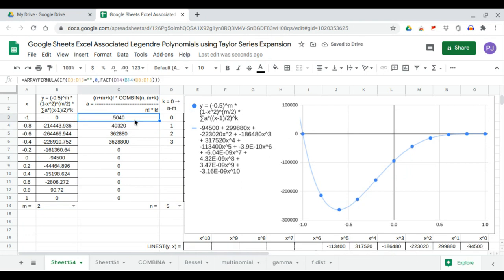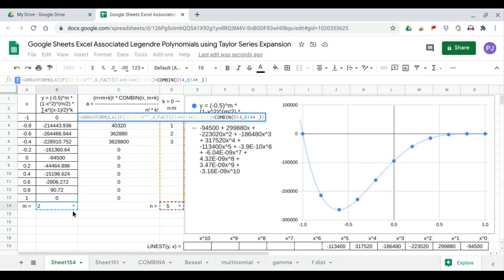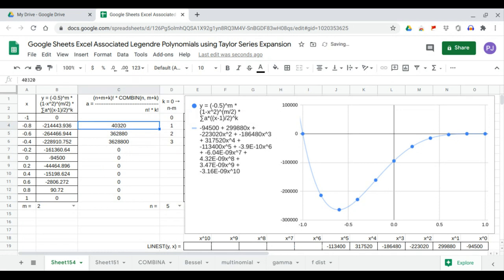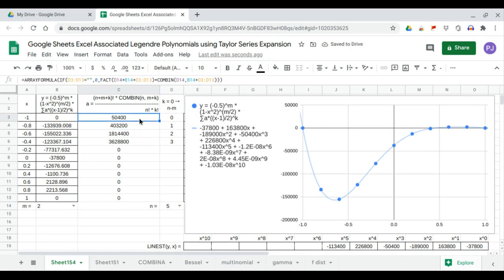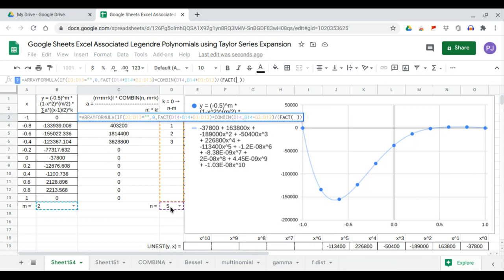Now it's corrected. Next, we continue with the second part, which is combination. So times combine of n, comma, m plus k. So we've just completed the numerator part. Now we continue with the denominator, which has two parts. So divided by the quantity factorial n times factorial k.